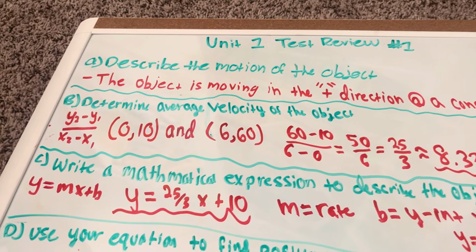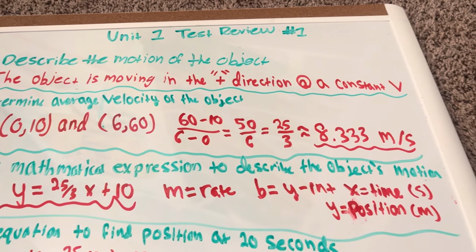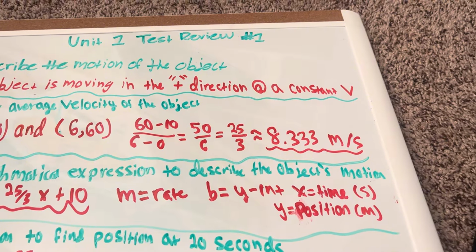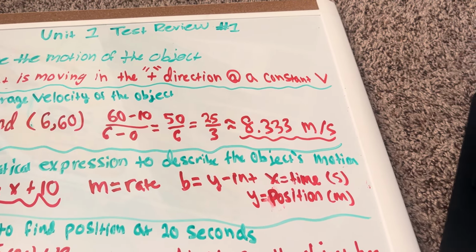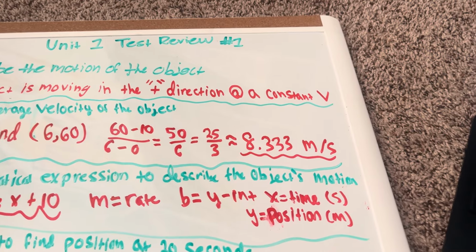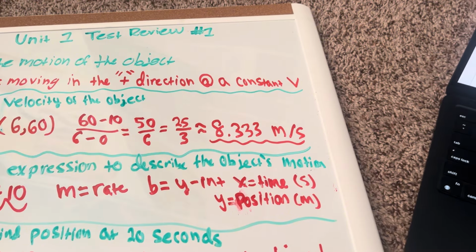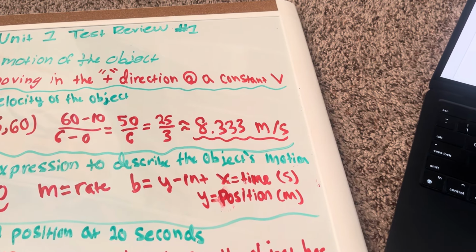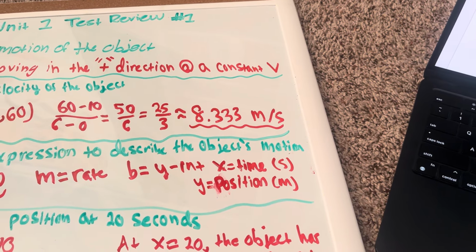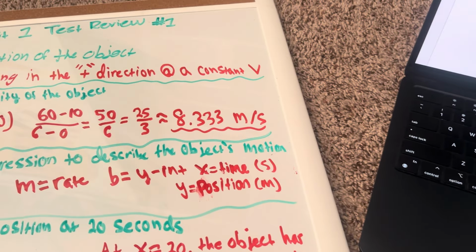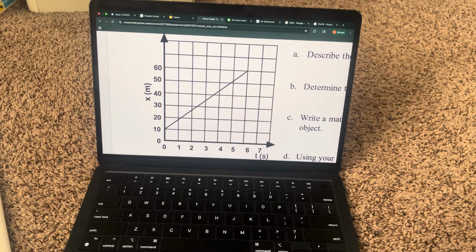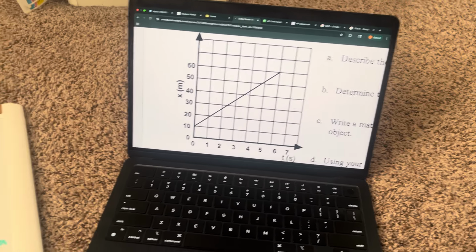And so once we plug those numbers into the equation, we have 60 minus 10 over 6 minus 0, which is equivalent to 50 over 6. And then once you simplify that, it's 25 over 3. And that approximate value is roughly 8.33 meters per second. And that means that the average velocity throughout this whole 6 seconds is about 8.33 meters per second.